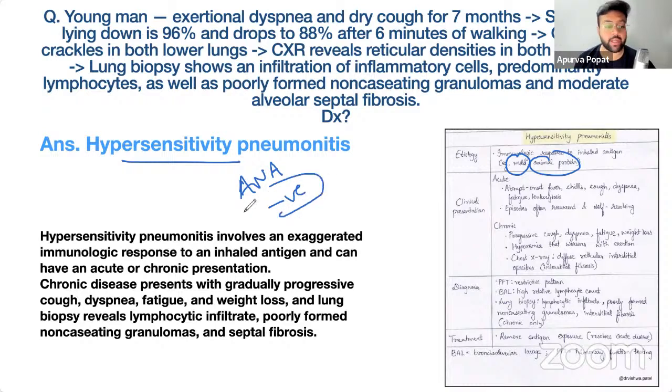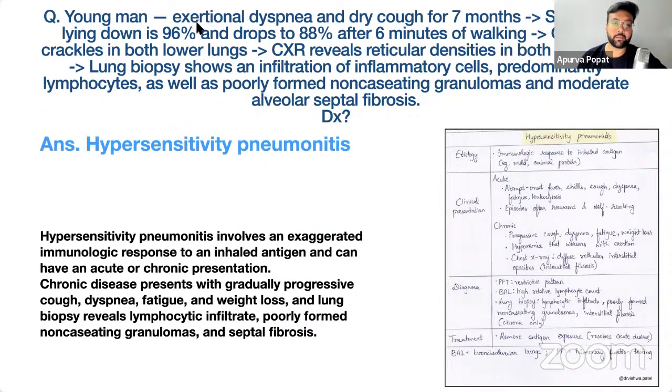No, we don't expect ANA positive. If the ANA becomes positive, that means we are going towards the other type of autoimmune diagnosis. Okay, hypersensitivity pneumonitis. If you go to some pulmonologists, this is their escape diagnosis. If you don't find anything, you just diagnose hypersensitivity pneumonitis.